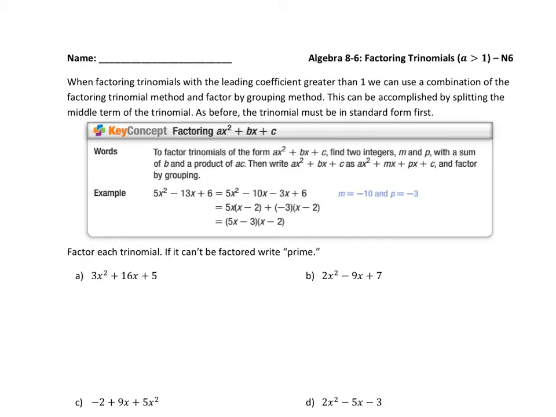So the best way to, of course, explain this to you is by showing you. In the key concept box over here, you can read through it, but really it won't make sense to you until you see it happen.